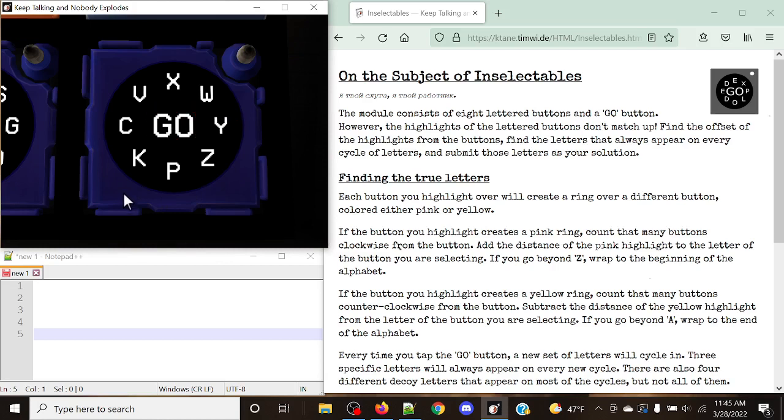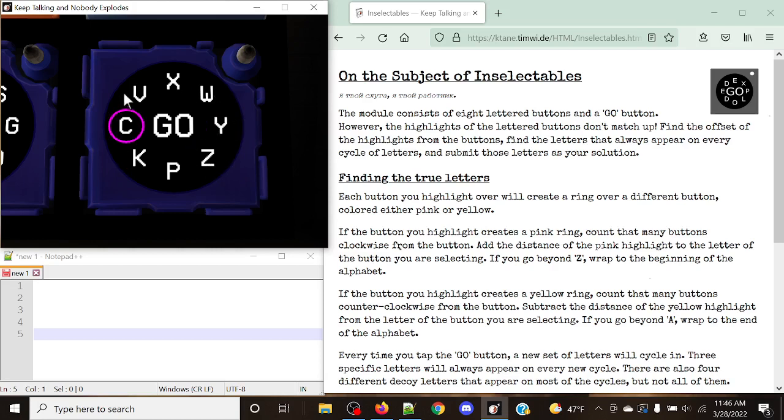Now, the catch with this module is that when you highlight over one of these letters here, there is the possibility of it highlighting a completely different letter here in this example. In this case, highlighting over Papa gives us that whiskey in a yellow ring. And there's going to be 2 different color rings which can happen. That's going to be yellow and pink. So in this case, this is a pink right here. This is a pink, this is a yellow, this is a yellow, so on and so forth.